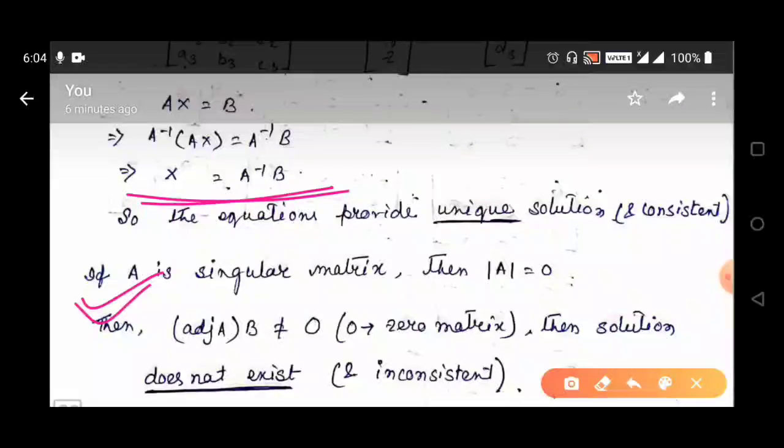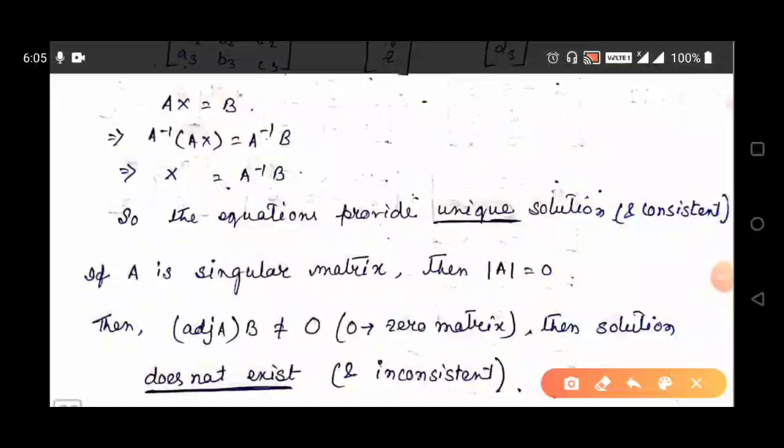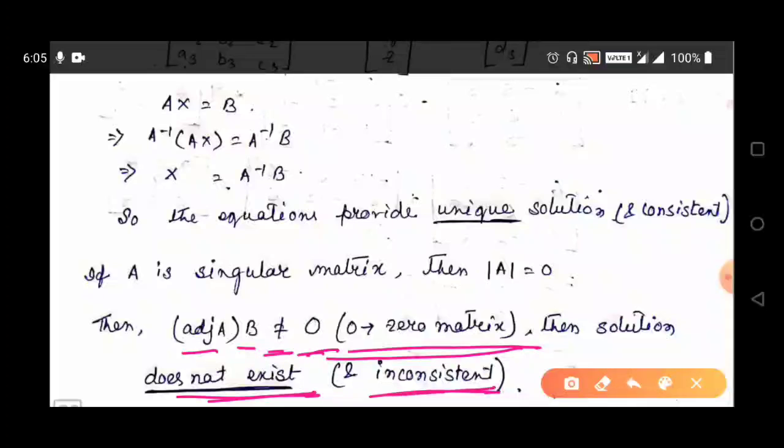So at that time we will find the adjoint of A and then the adjoint of A into B. If adjoint A into B is not equal to O, where O is the zero matrix, then the solution does not exist. Whenever a solution does not exist, it is inconsistent.